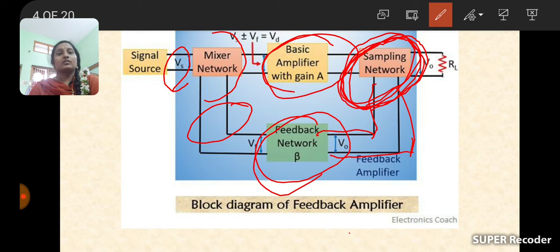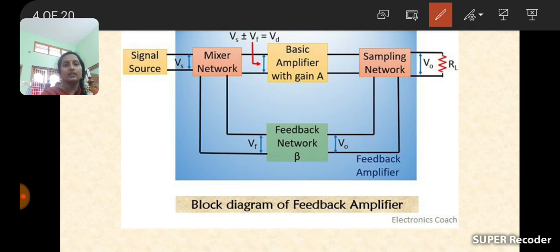Okay, so this is the block diagram of a feedback amplifier. How many blocks are there here? 5 blocks are there. What are the 5 blocks? First one is the amplifier circuit, next one is the sampling network, next one the feedback network, the mixture network, and the signal source, that is called input. Total how many blocks are there here? 5 blocks are there. What are the 5 blocks? Amplifier circuit, sampling network, feedback network, mixture network, signal source.